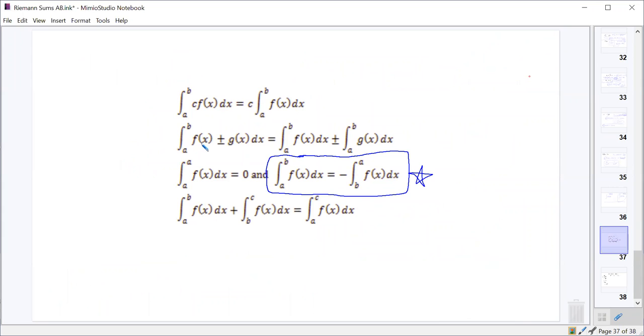Next thing is, if I have an integral from a to b of one function plus another function, like let's say x squared plus x, if I wanted to, I could separate that into the integral of x squared plus the integral of x, or I could do it with a minus also. Good?